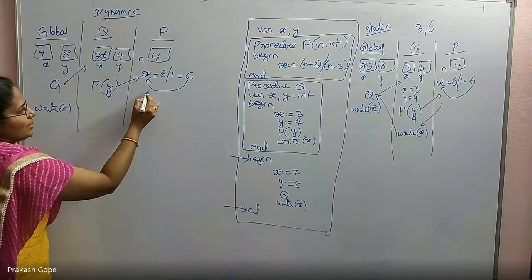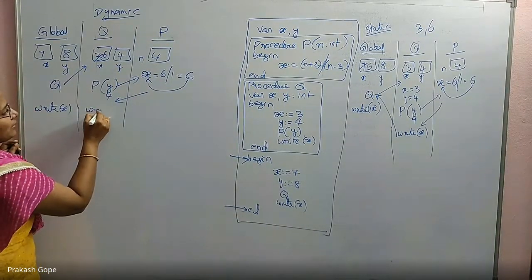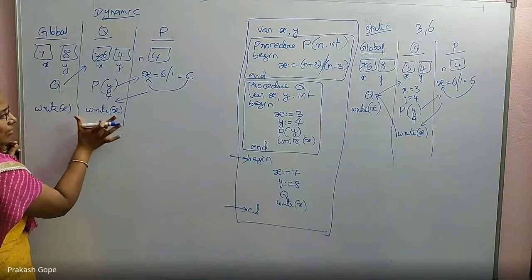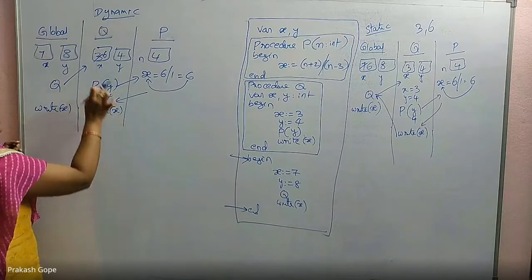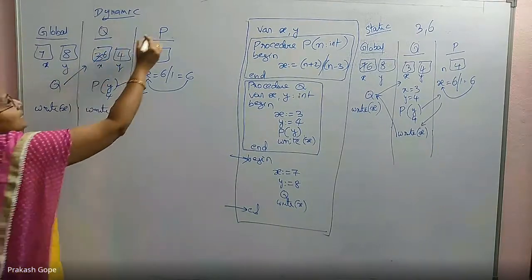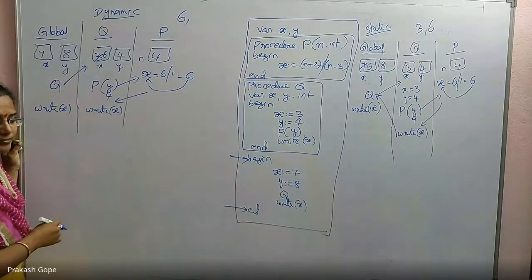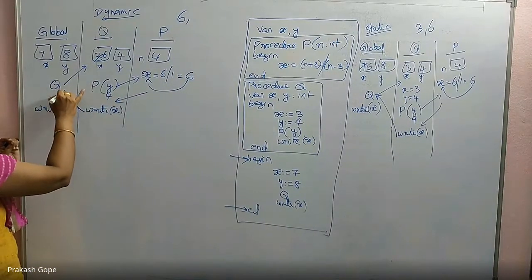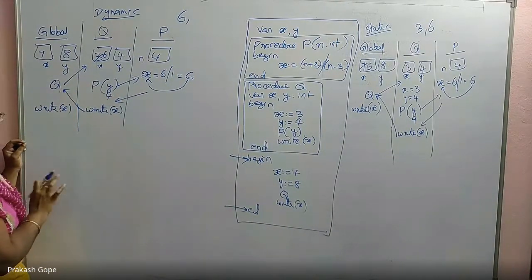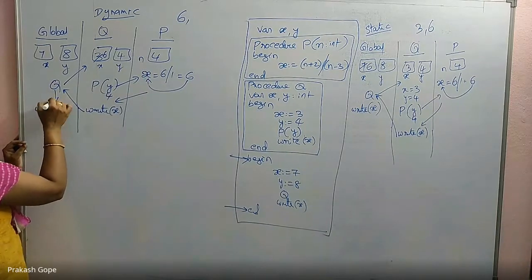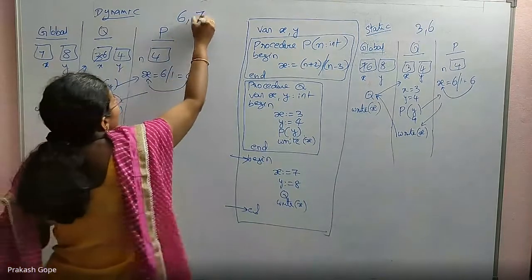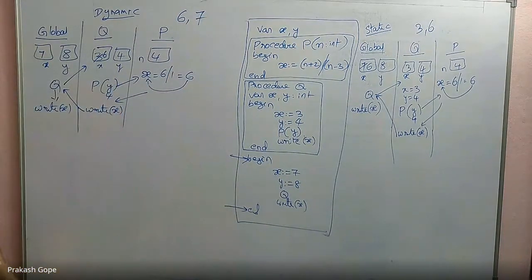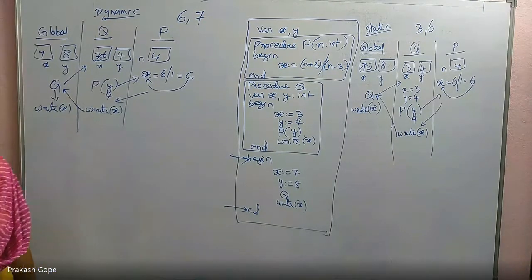Updated. Execution completed, come back. Then write X here. Now in this case, X is present in Q's environment. Here X means local X. Declared. Yes, 6. The value is 6. Execution completed, go back to the calling environment. So I am in the global environment now. And continue, write X. In this environment, X is 7. So 6, 7 is the answer for dynamic scope. 3, 6 is the answer for static scope for the same code.